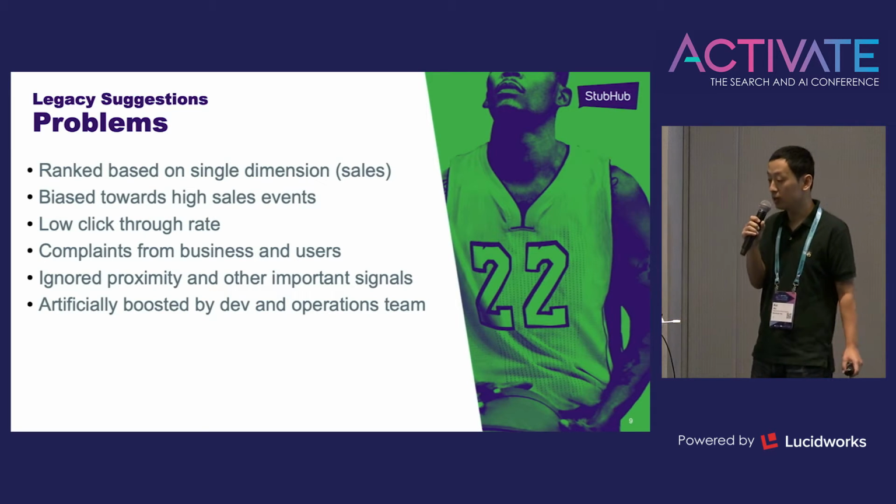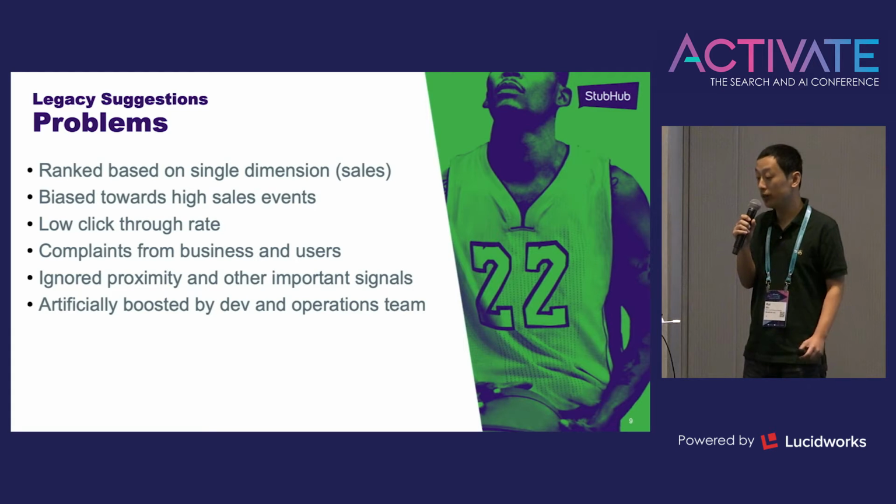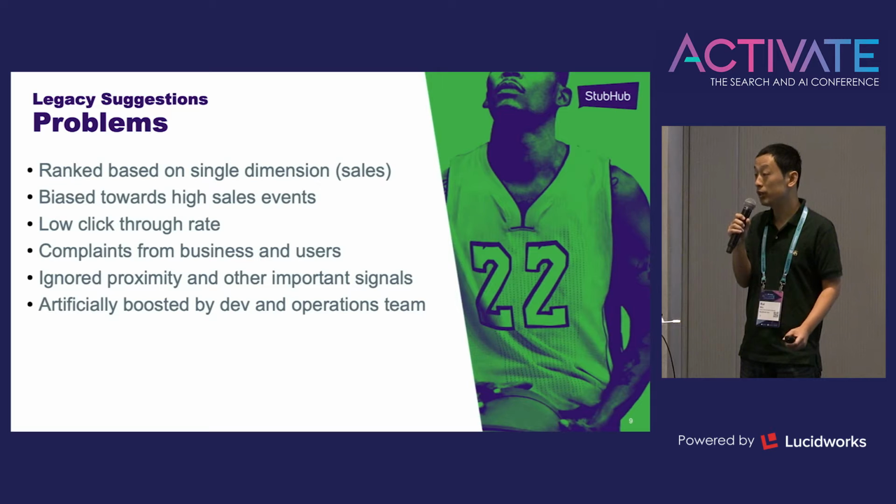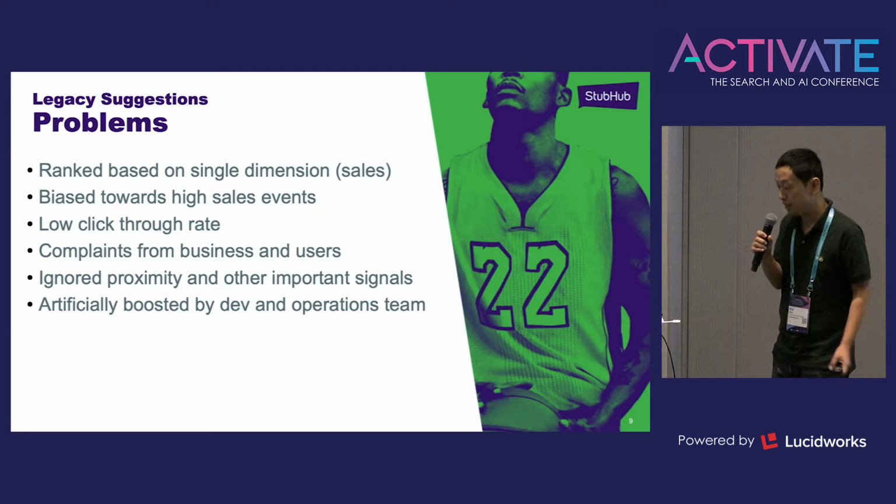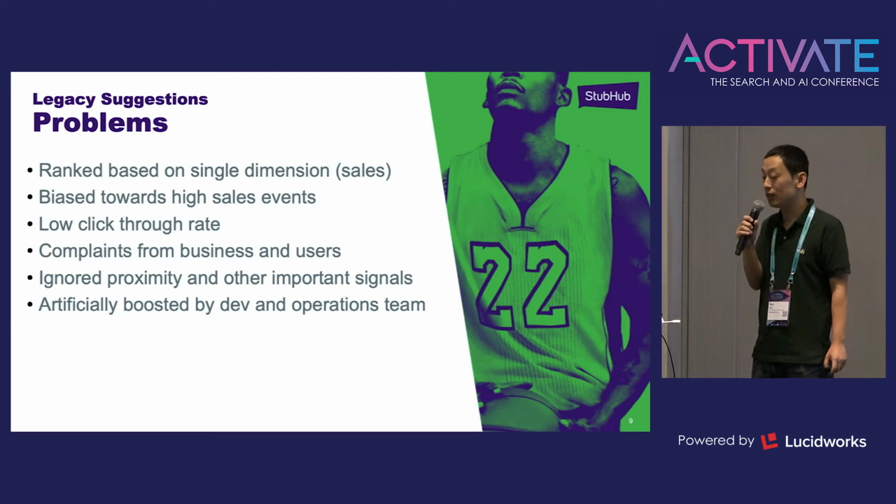Also, as I mentioned, we ignore all the other important signals, because when you're using sort, the first one always wins, right? Only when they tie does the second sort take effect. You can see the last one is artificially boosting by Delta and the product team. So originally we had a lot of issues, then someone asked us to pre-boost, so we kept doing that.